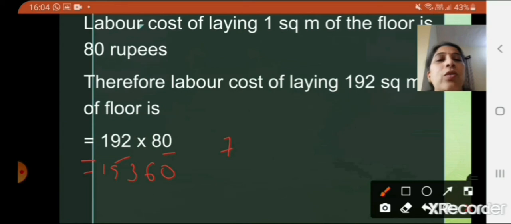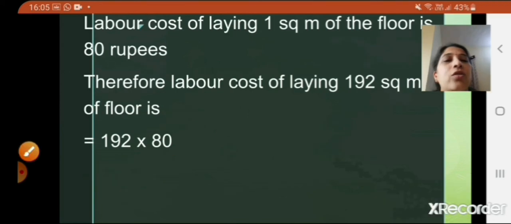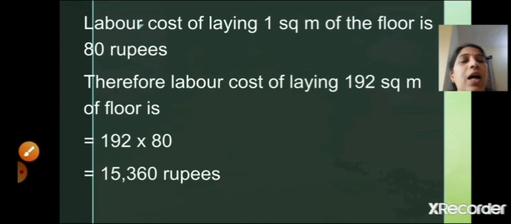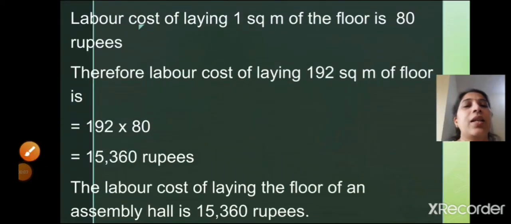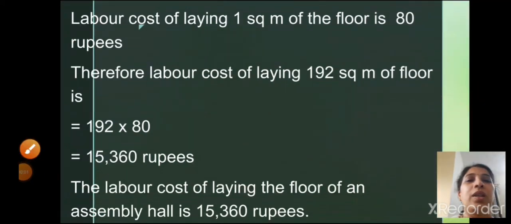So how much you answer you got? 15,360 rupees, right? So the final answer is 15,360 rupees. So you will write the final answer. The labor cost of laying the floor of an assembly hall is 15,360 rupees. So with this children, we finish problem set 50.